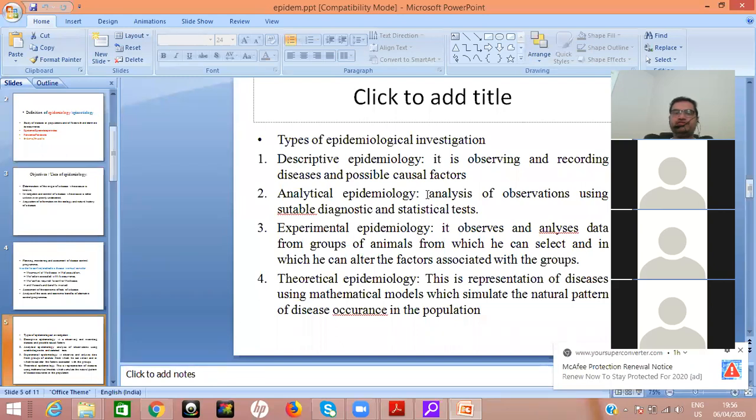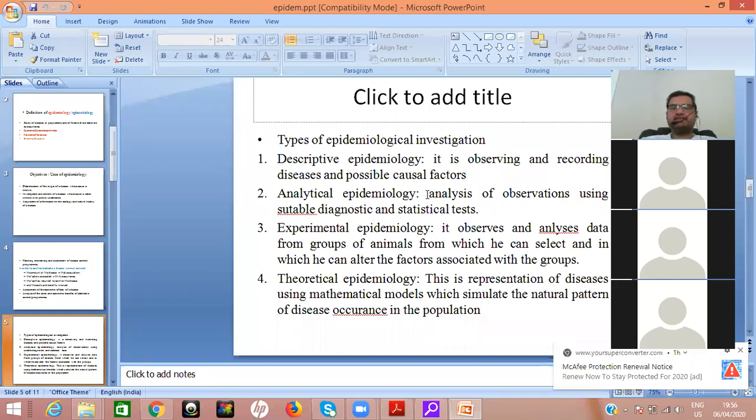So based on those data, we can compare that in the exposed population, this disease is occurring at this level of incidence or at this level of virulence. So it is more important. What I mean to say is that experimental epidemiology observes and analyzes the data from different groups of animals, from which we can select and in which we can alter the factors.